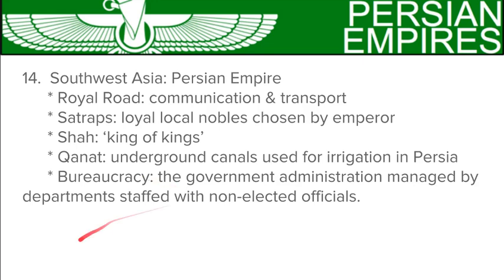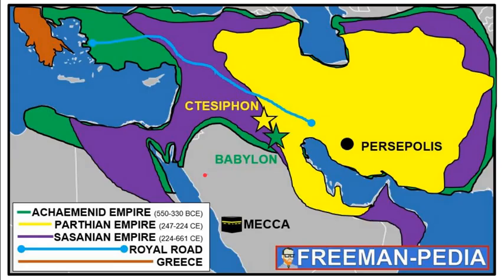And they had one of the best bureaucracies managed by people who are appointed by the emperor or the royal family. And these bureaucrats, these administrators, these tax collectors, these law enforcers, all of them, of course, would remain loyal to the empire. So Persepolis was the capital, right? And it was connected throughout the empire through the Royal Road.